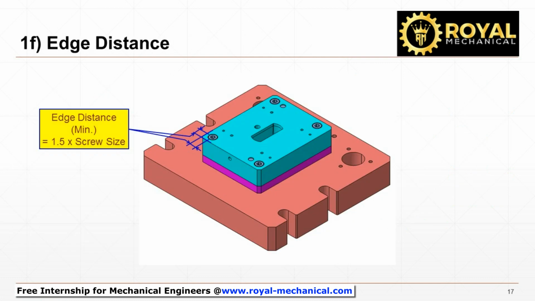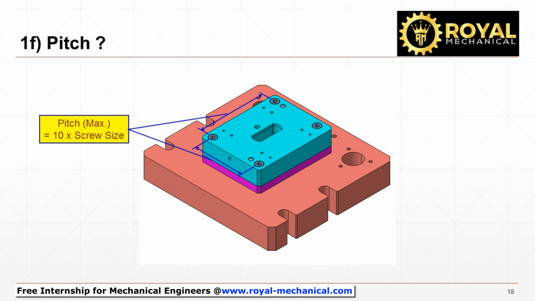How do we decide the edge distance? Edge distance is the distance between the center of the hole and the edge of the plate. Generally, the edge distance shall be a minimum of 1.5 times the screw size. For example, if you are using an M10 screw, the screw hole should be located at a minimum of 15 mm from the plate's edge.